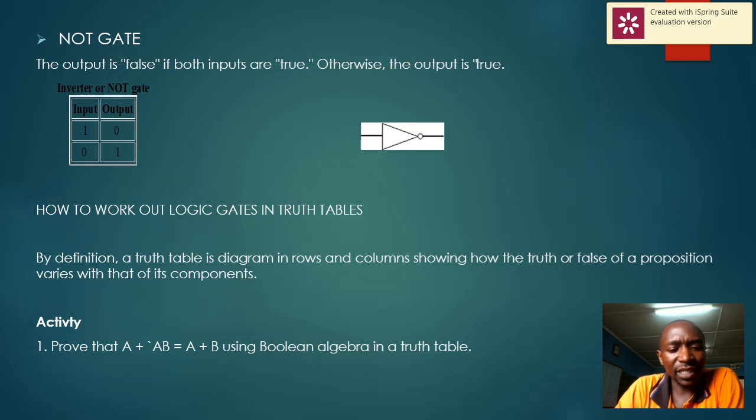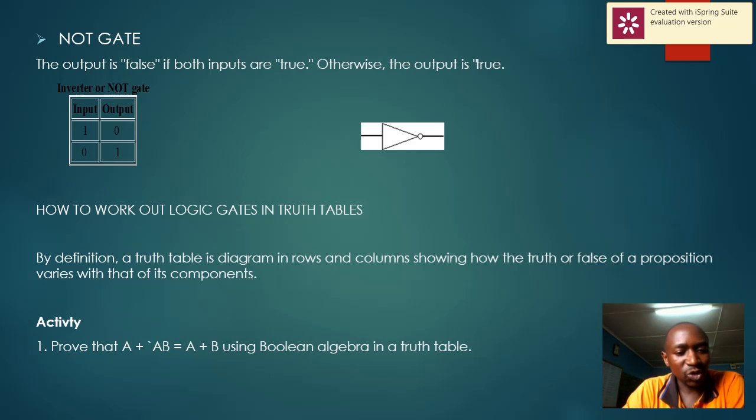Now, if you look at the letter A there, there's a small exclamation mark. Okay, that one in logic gates we call a NOT gate. So it's a NOT input there. In this case, we say not A. Okay, so prove that A plus not A B is equal to A plus B.